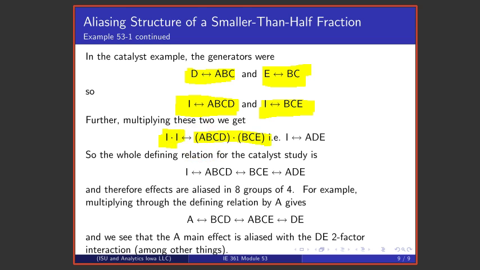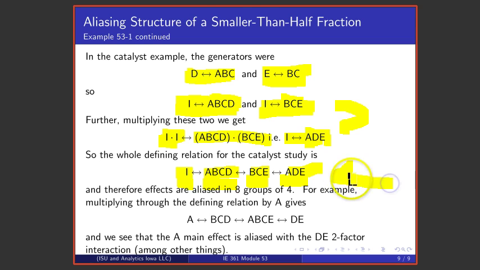On the left side, I times I is I. On the right side, there's only a single A, a single D, and a single E, with B and C being represented twice. And so I get another of these equivalences for letter I. And so when I string those all together, I get I equivalent to ABCD from up here, BCE from up there, and then ADE from this product. What that means is that effects are aliased in 8 groups of 4. The grand mean here is indistinguishable from an ABCD 4-factor interaction, a BCE 3-factor interaction, or an ADE 3-factor interaction.